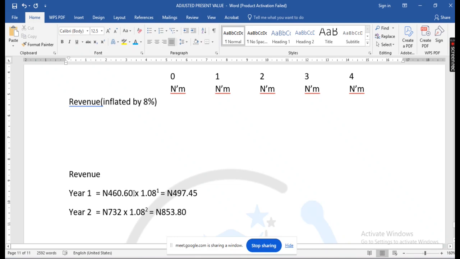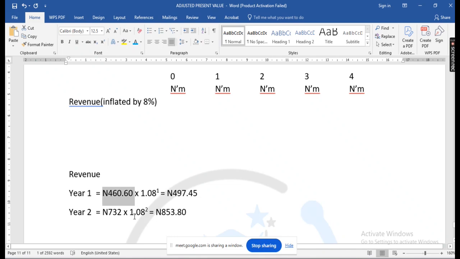So you can see, in this question, something should come to your mind. What if I give you only one revenue of 460 and they say it is inflated by 8%? Don't forget that we've done something like that before under capital budget. You are given only one revenue of 460 and it should be increased by 1.08. When you multiply it, you have 497.45. You bring the same 497.45 to the second year, inflate it again. The answer that you get, you take it to the third year, inflate it again. And that is what we did in our first class under the capital budget.